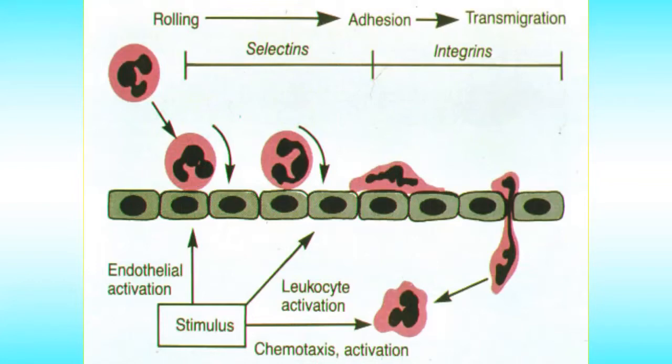Once the neutrophils are in the interstitial tissue, they migrate to the site of inflammation by the process of chemotaxis. When neutrophils reach the site of inflammation, then aggregation and activation of neutrophils occur, followed by phagocytosis of microorganisms.